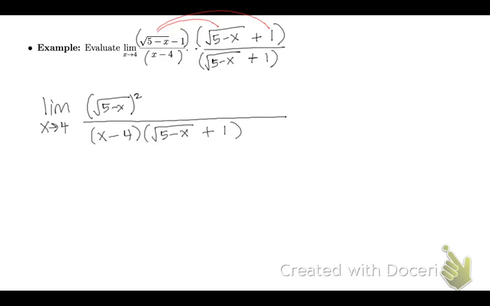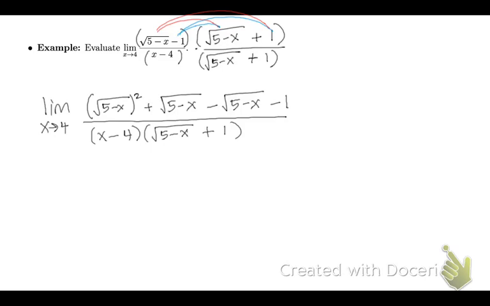Okay, so that's my first terms. Now I'm going to do my outer terms. Okay, so that square root times 1. Okay, so that was FO, first, outer. Now I'm going to do my inner terms. That's the -1 and the square root of 5 minus x. Okay, so that's going to give me minus root 5 minus x. And then my last term, -1 times +1, which is a -1.